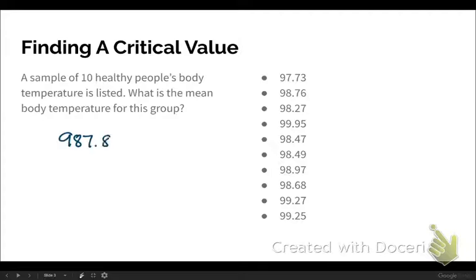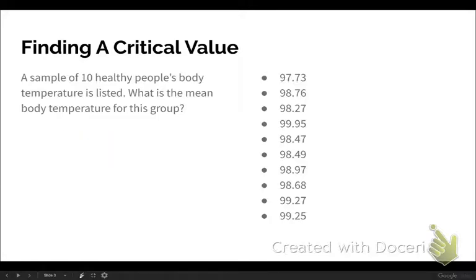987.84 when we add all of these numbers together. You can pause the video and check my math if you would like. And then we divide by 10, which means for this group, they have an average body temperature of 98.784 degrees Fahrenheit. And we believe that the actual average body temperature is about 98.6. So this group is actually a fairly good representation of a larger population.